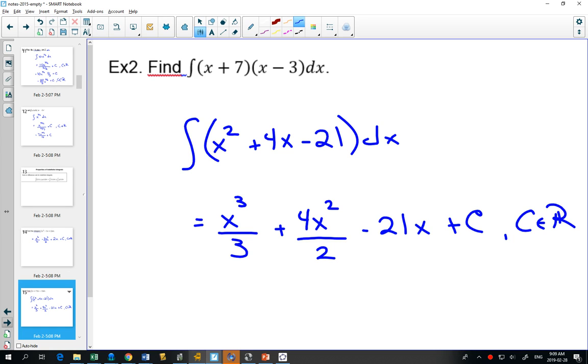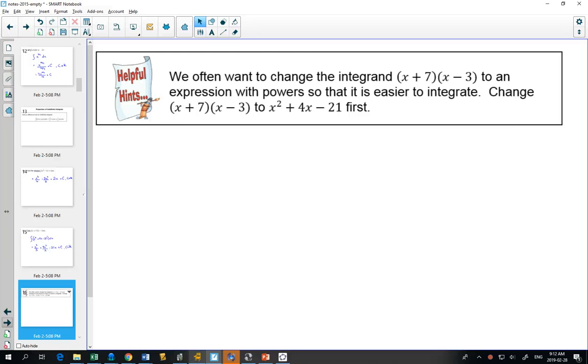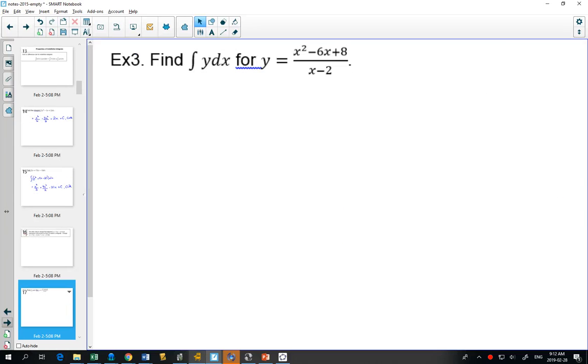So for the next couple, I want to see if you can figure out ways that you can manipulate those equations. All right, let's see how you did on these next ones.